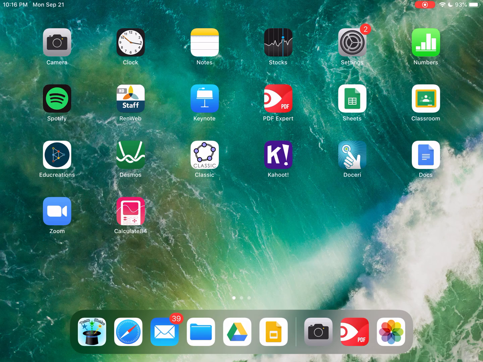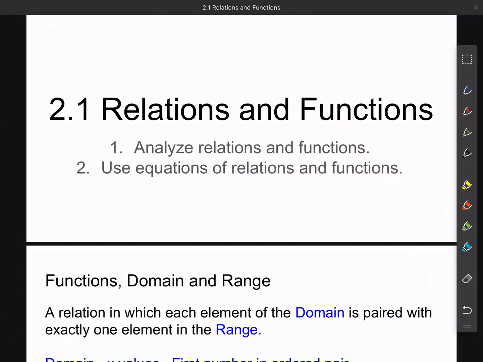Alright guys, welcome to 2.1, Relations and Functions. We got two objectives to hit today. One is to analyze relations and functions. Two, to use equations of relations and functions.